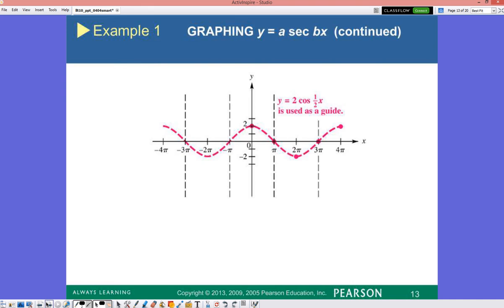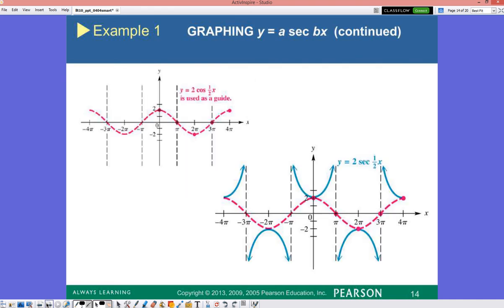So here's what their graph looks like. It's nice and pretty, isn't it? They did it over multiple periods, but it's the exact same. Since I started at 0 and went to 4 pi, mine's here, down, and up. Right? Okay. So let's take a look at the next one.